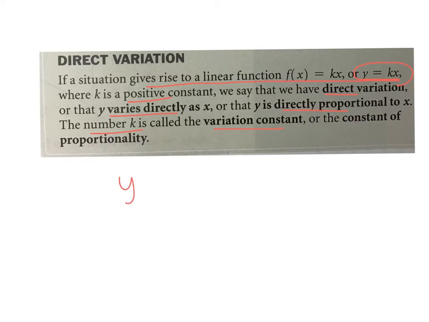So if y equals kx, think about this. If they ask you for the variation constant, which they're going to do, you just divide both sides by x. That's how you find the constant. Like on the last slide, I did 20 divided by 2, 30 divided by 3 to get that constant.